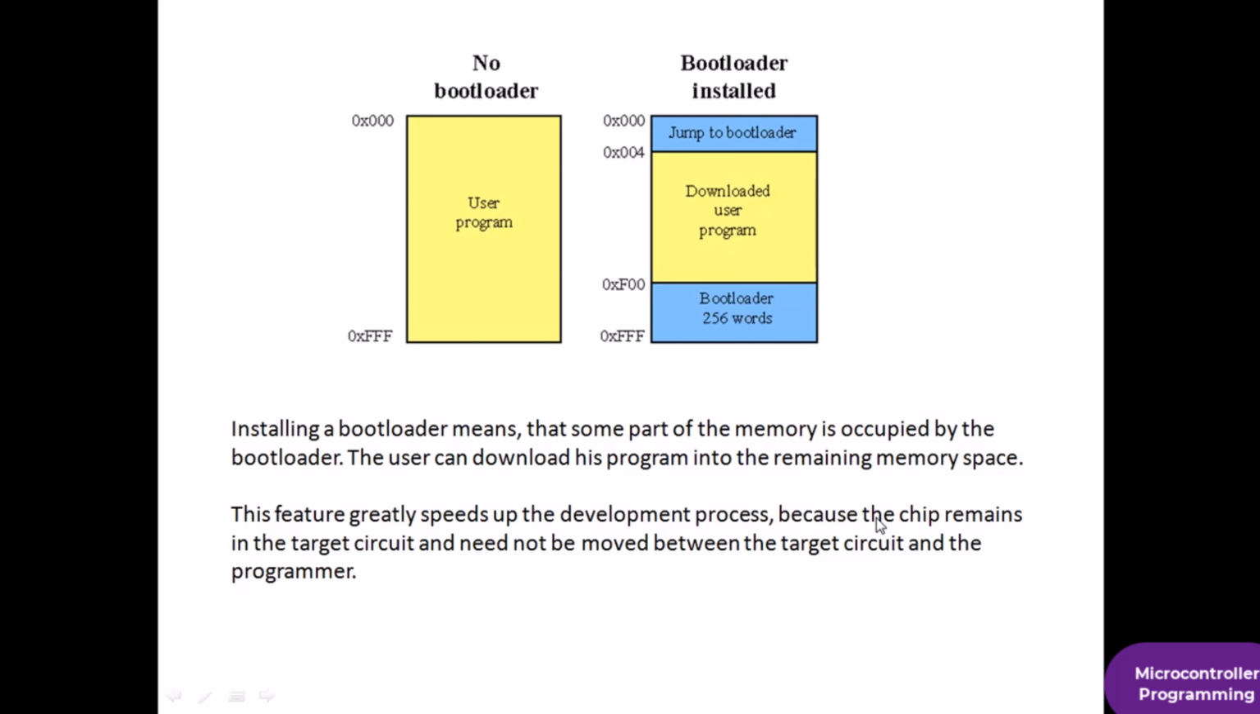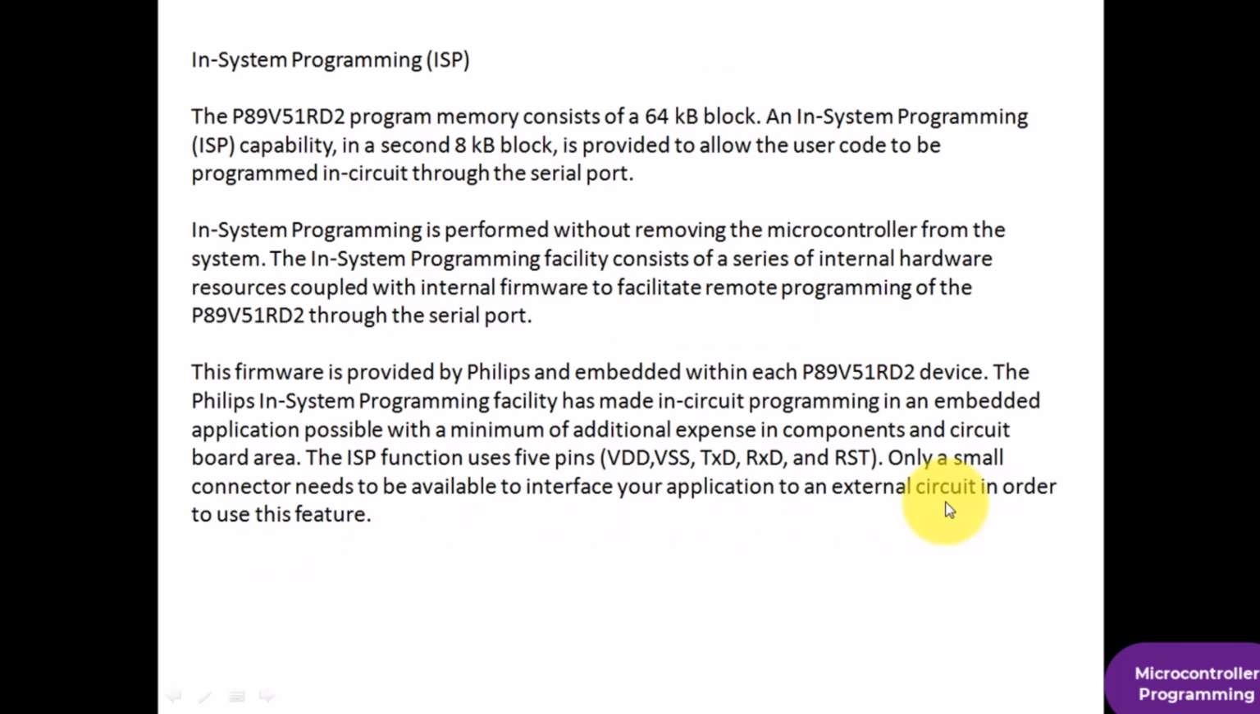Installing a bootloader means some part of the memory in ROM will get occupied by the bootloader code. Hence, the user has to download his program to the remaining memory space. Use of a bootloader greatly speeds up the development process, since we don't need to remove the microcontroller from the circuit.